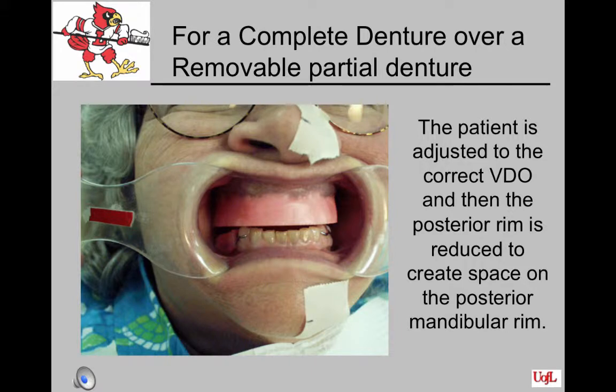This picture shows a complete denture patient against a removable partial denture on the lower. The occlusion rims are adjusted to the proper vertical dimension of occlusion, and then the posterior rim is further reduced to create space on the posterior area of the mandible for compound to be placed between these two rims to record a jaw registration.